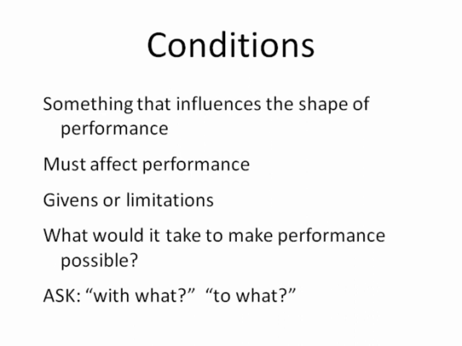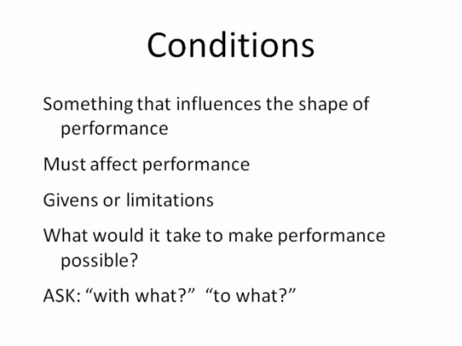So a condition is sometimes called a given. What would the students have to have to be able to do the performance? Can they use a book? Do they need prior knowledge? Have they passed a specific test? Can they use a calculator? Those types of things, and we'll work on these examples in a minute here. So you ask the question, what would it take to make performance possible? What does a student need in order to make the performance possible? So ask, with what, or with what and to what?